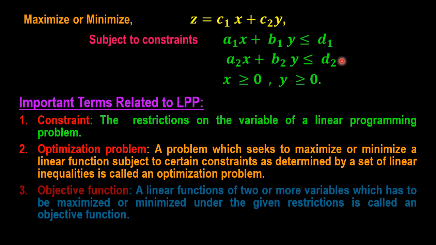And the third term is objective function. A linear function of two or more variables which has to be maximized or minimized under the given restrictions is called an objective function. The objective function is this equation only, which is z equals c1x plus c2y. Here the objective function has two variables only, which are x and y. So we have to maximize or minimize this objective function. So in an optimization problem, this equation which is written in yellow color, we call it the objective function.